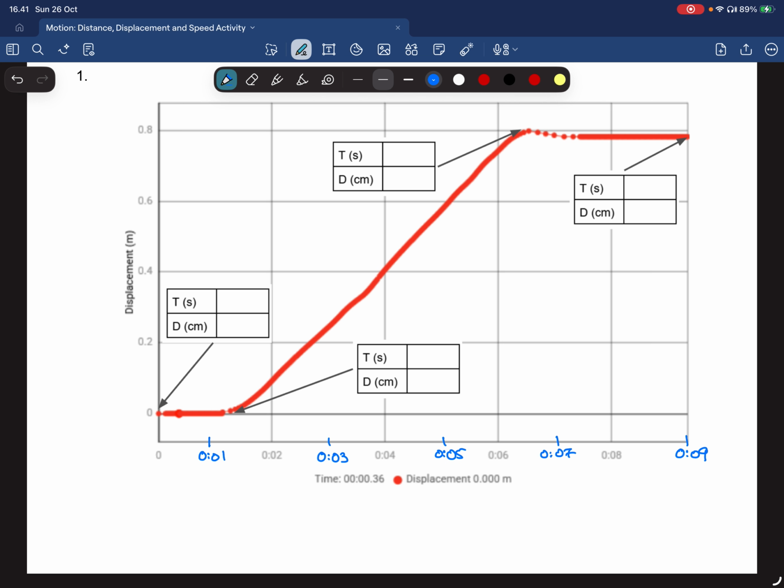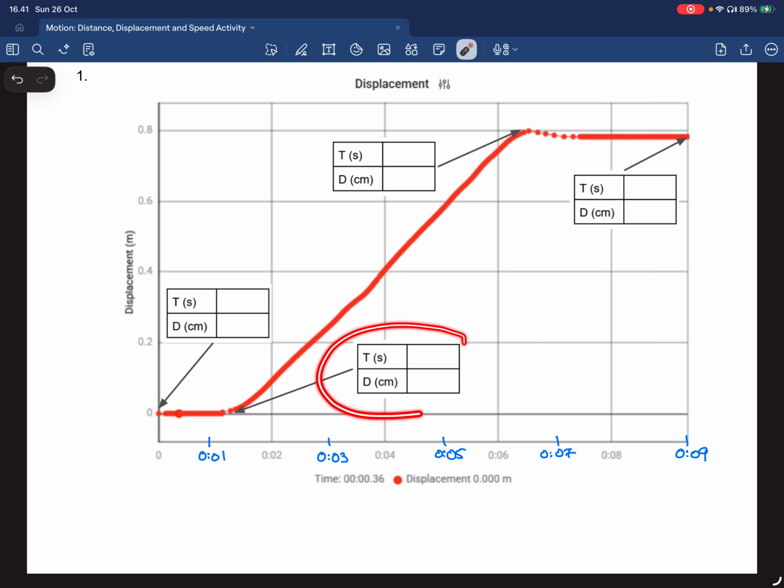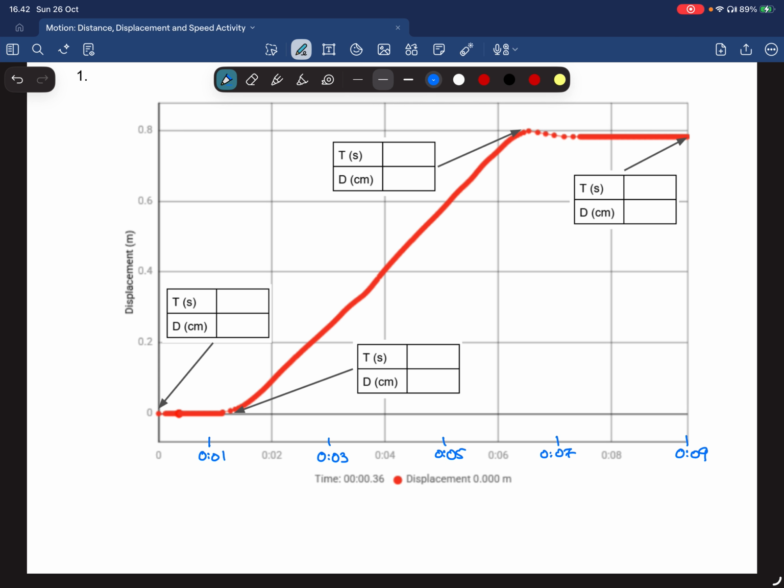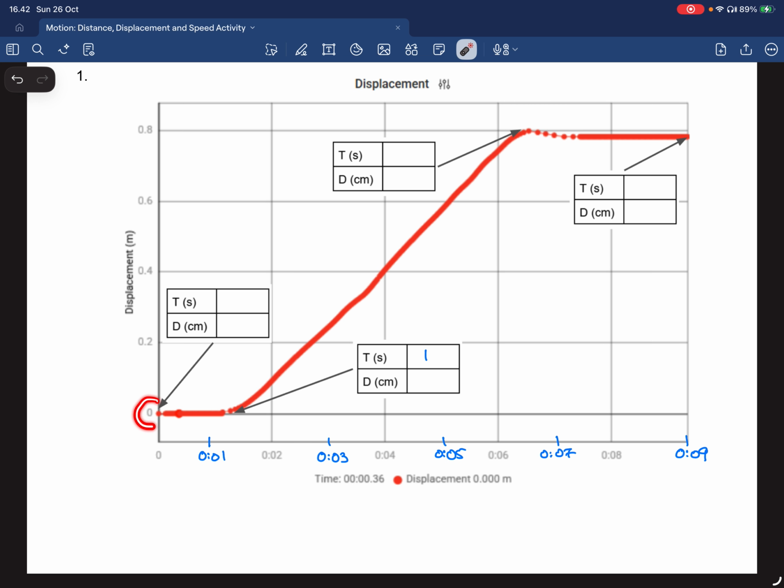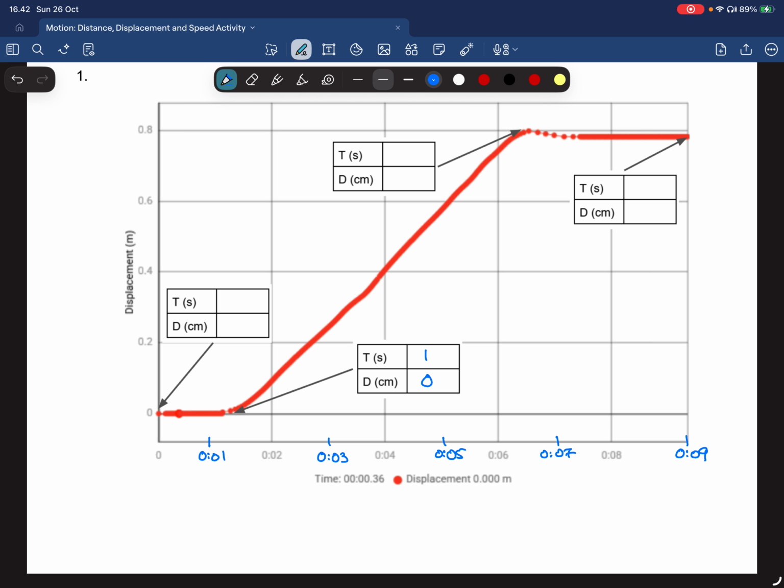All right, so if I am zooming in on this one right here. Okay, so the time that I'm looking for is basically when this turns up, okay? And so in reality, we don't have to be exact here, so it's about 1 second. So this thing turns up at about 1 second. You don't really have to be any closer than that. This is 0 displacement, okay? So this thing, of course, would be 0 centimeters.